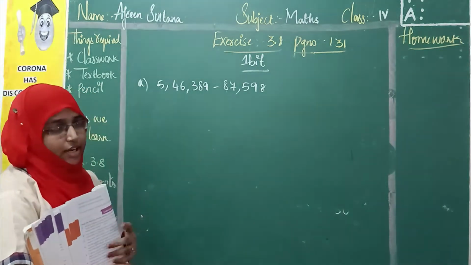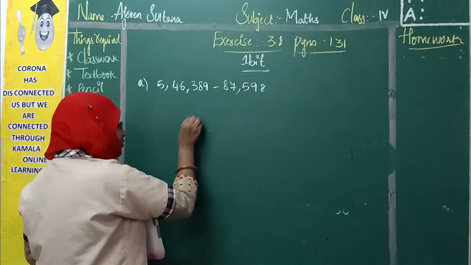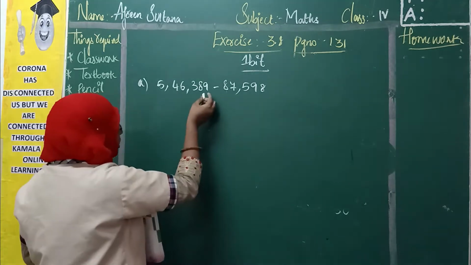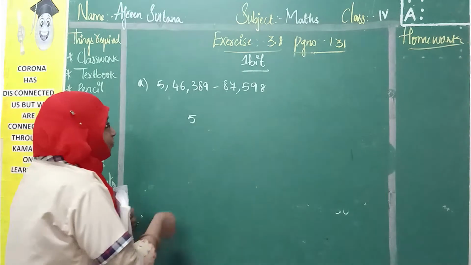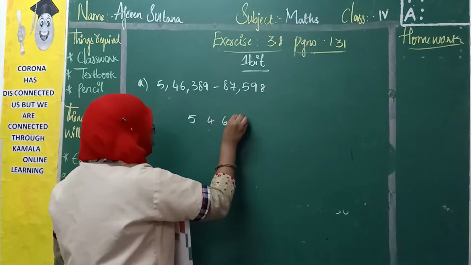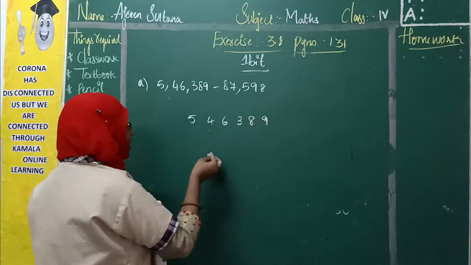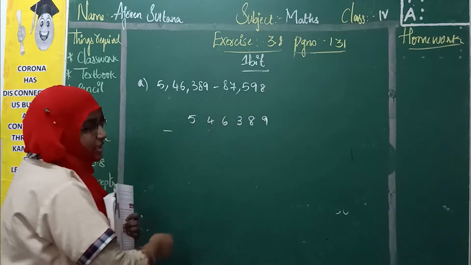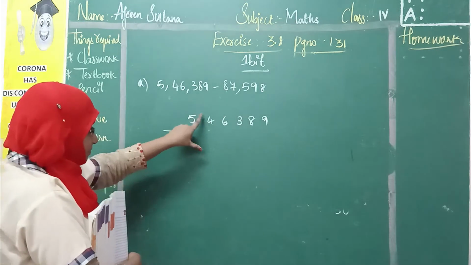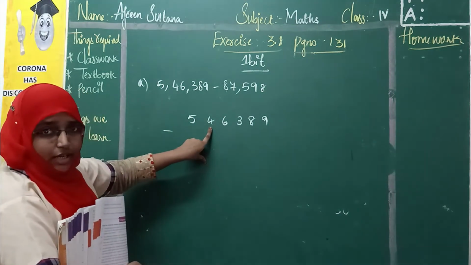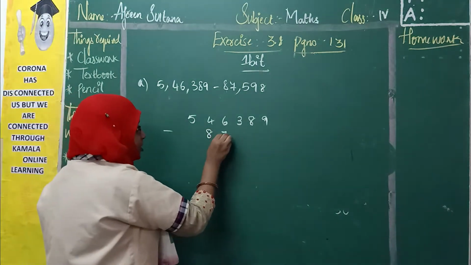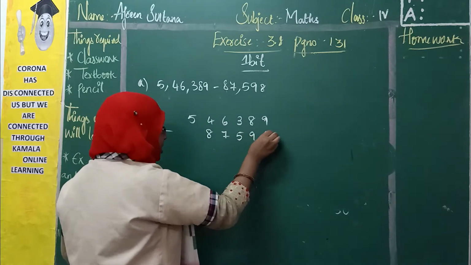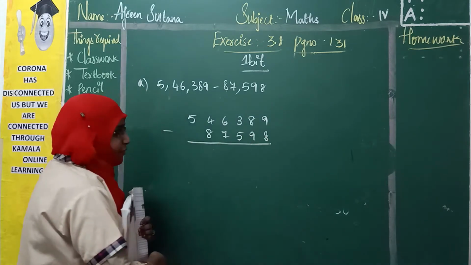Firstly we need to solve. Let us solve it. If you want to solve, you need to write in columns. Now you can see this is a 6-digit number, which means it has a lakh place. 5,46,389 minus 87,598. Now 8 is in the 10,000s place, so here 8 will come because this is the 10,000s place.